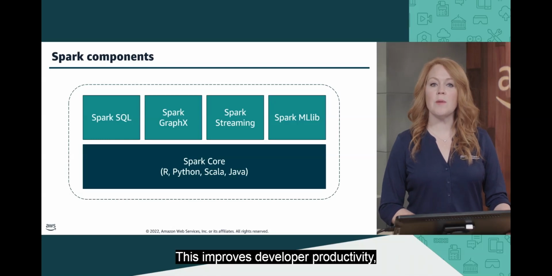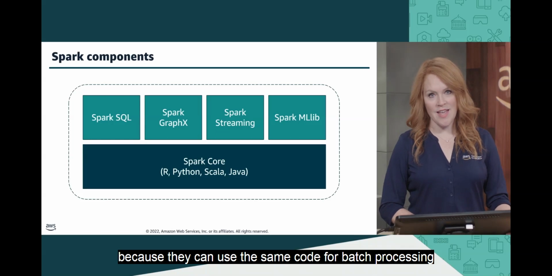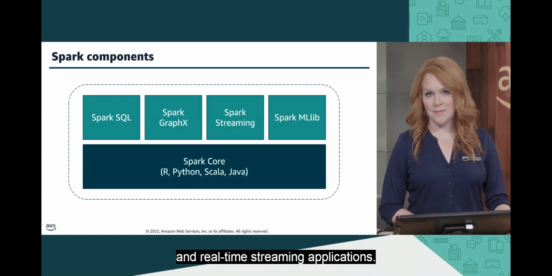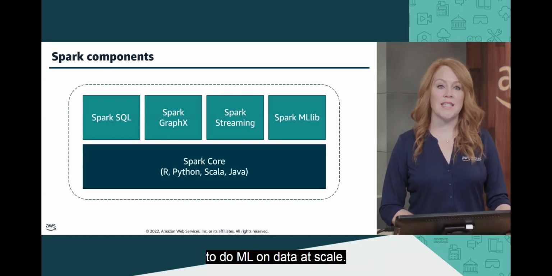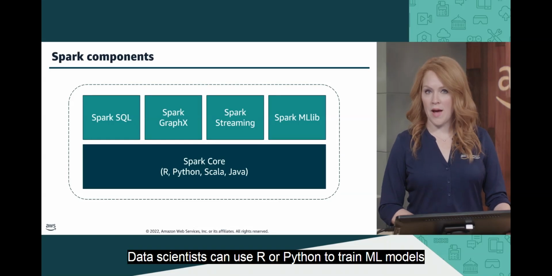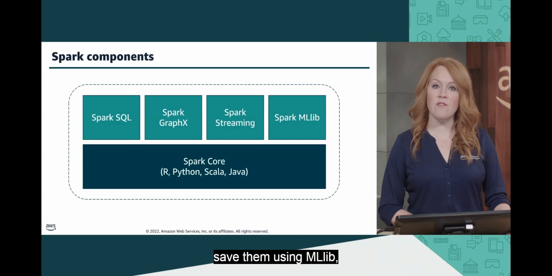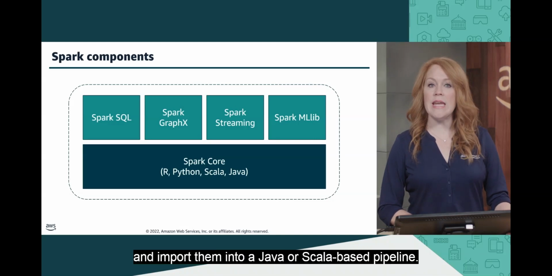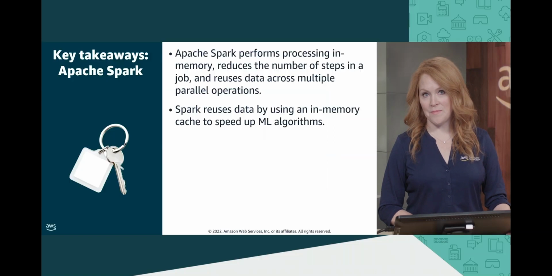This improves developer productivity because they can use the same code for batch processing and real-time streaming applications. Spark ML-lib is a library of algorithms to do ML on data at scale. Data scientists can use R or Python to train ML models on any Hadoop data source, save them using ML-lib, and import them into a Java or Scala-based pipeline.